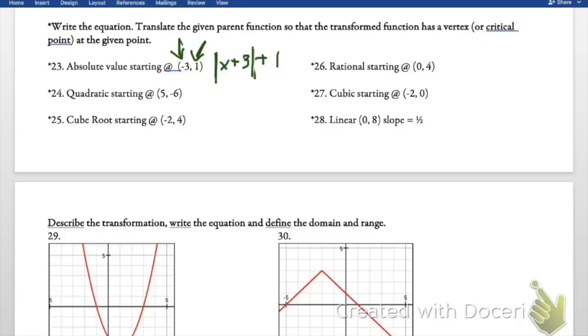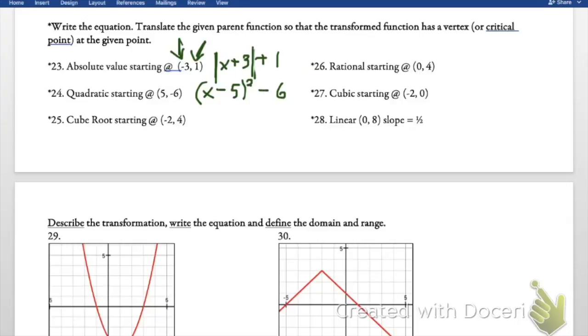Let's do the next one, number 24. So it's a quadratic, so I know it's x squared. What's inside with the x? Well, it's a 5, but I have to change signs. Okay, the 6 is outside.